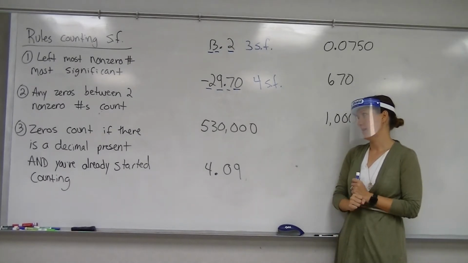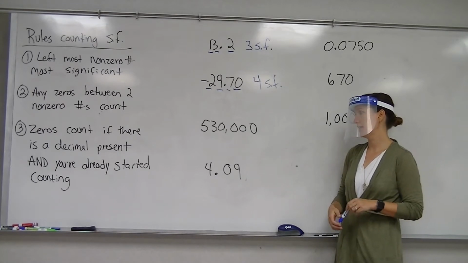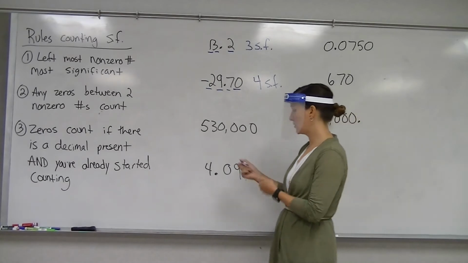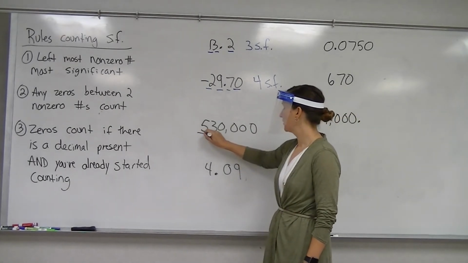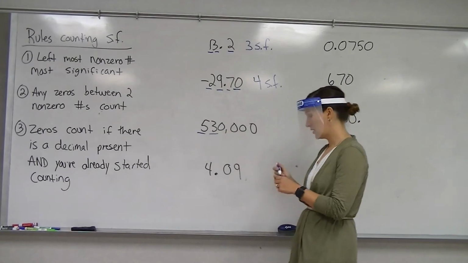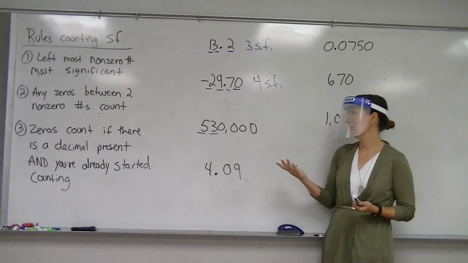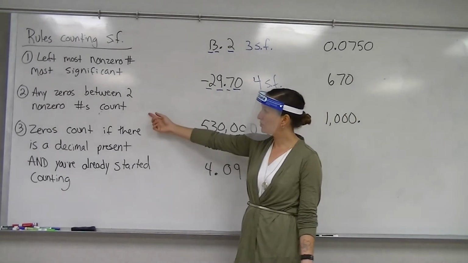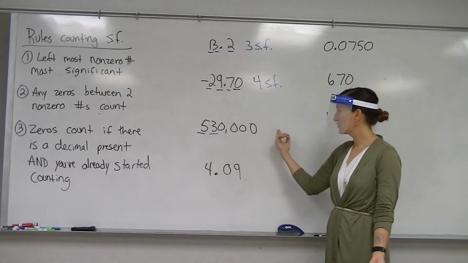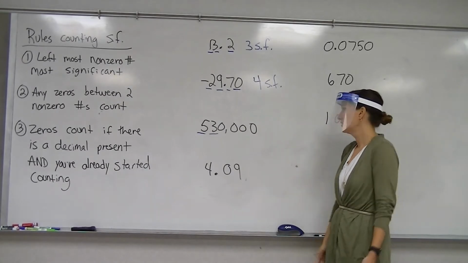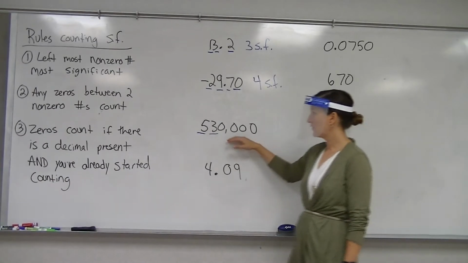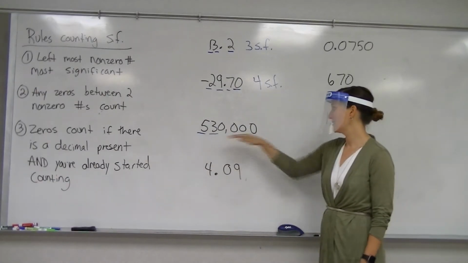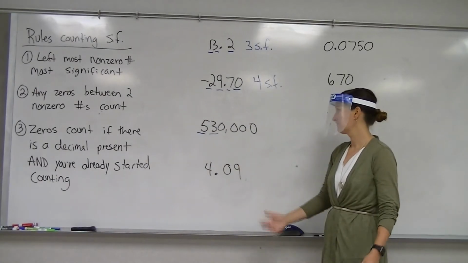So the next one now, we have 530,000. Let's just start counting at our first non-zero number, which is going to be the 5. 5 counts, 3 counts. Now we have 4 zeros, so we need to figure out if they count. Well, let's look at the rules. Does Rule 2 apply? Are those zeros between two non-zero numbers? No, they're not. So far they're not counting. The third rule says zeros count if there's a decimal present. Do we see a decimal anywhere? No, it's a comma.